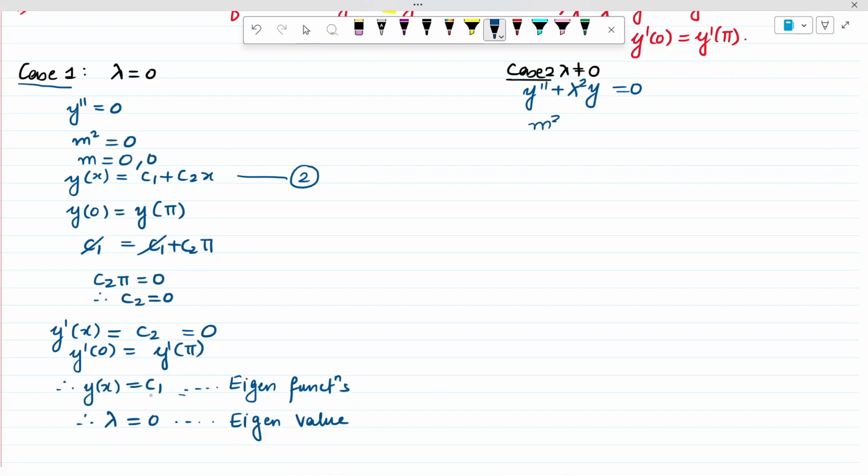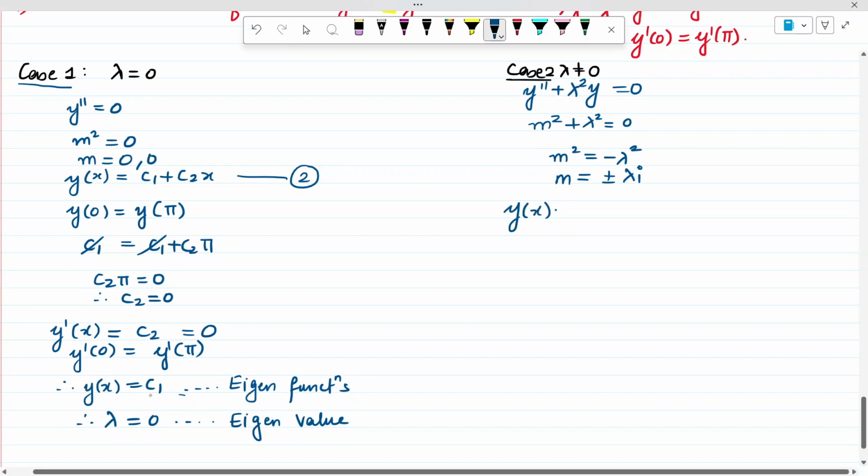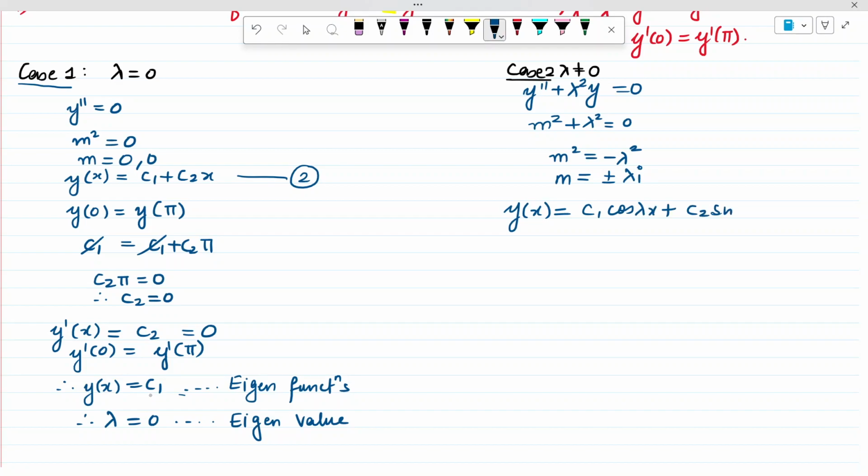So the auxiliary equation is m square plus lambda square equal to 0. So m square is equal to negative lambda square. So m is equal to plus or minus lambda i. Here we have lambda square in place of mu square, okay? So y of x will be equal to C1 cos lambda x plus C2 sin lambda x. Let me call this equation 3.